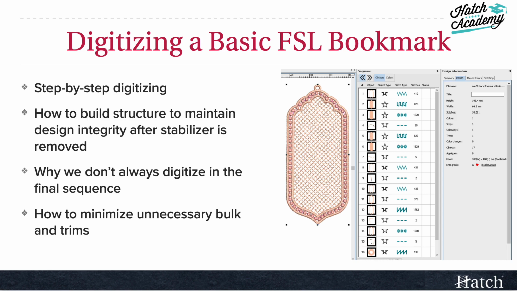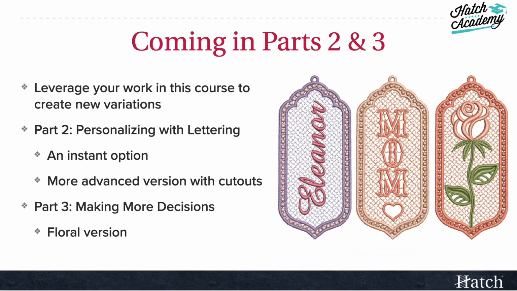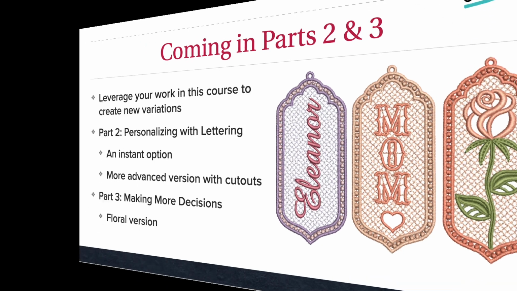So once you have this basic bookmark digitized and tested, then we'll move on to 2 more courses. And in those, we'll add some lettering and we'll create a rose design. So in part 2, we'll do the personalizing. We have an instant option, and then we have a more advanced option with cutouts. In part 3 of the series, we'll make more decisions and make a more complex design yet.